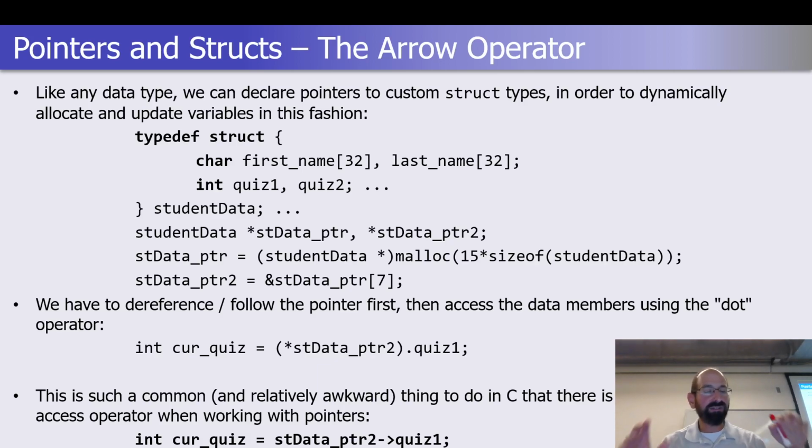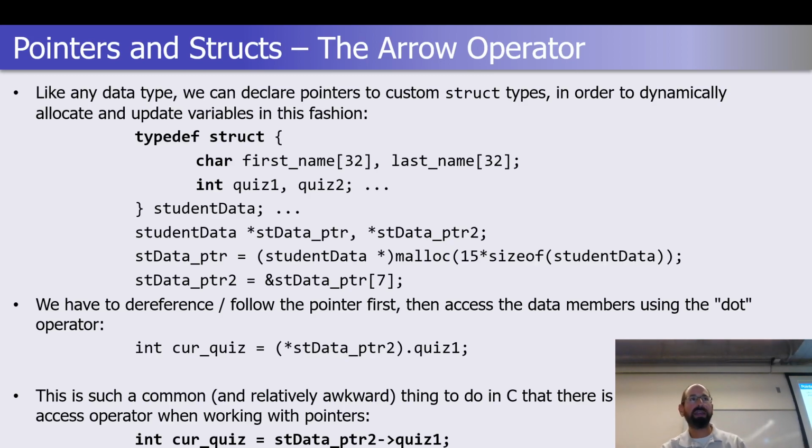We have to actually follow the pointer first when we want to access an individual component of our struct. Then we use the dot operator, the component selection operator. This looks a little messy, but this is conventionally how one does it. You follow the pointer first, and then if I want to access the quiz score for, in this case, the 7th offset student, the 8th student in the class, you follow the pointer first, then you use the dot operator.